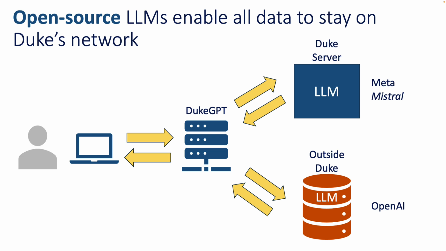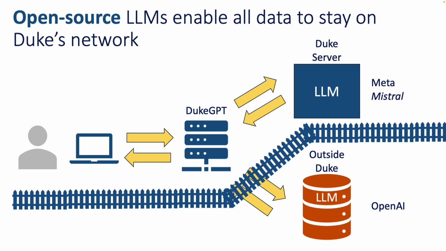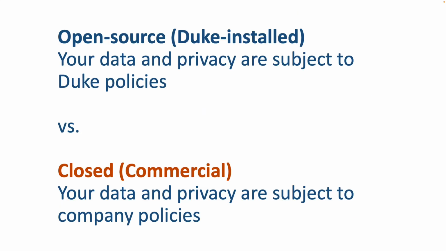Now, why is this important? Well, open source LLMs enable all data to stay on Duke's network. So we can think of it as we have a user at their computer putting in some data, a prompt, a query, that then goes into a server that is on Duke's premises. Ultimately, this means that when you use an open source model that is installed on Duke's servers, your data and privacy are subject to Duke policies. However, when you use a closed or commercial large language model, your data and privacy are subject to company policies.